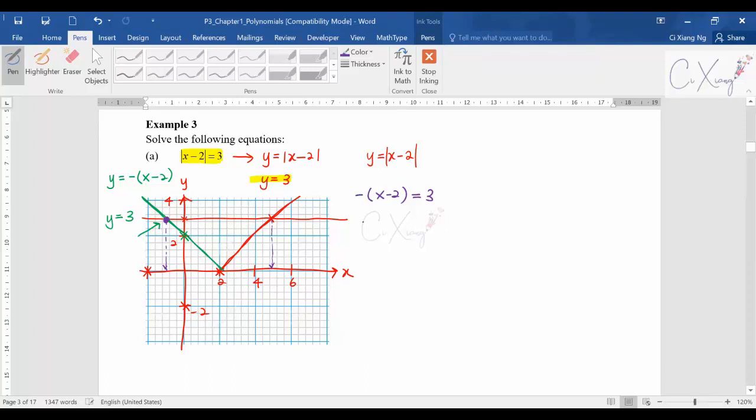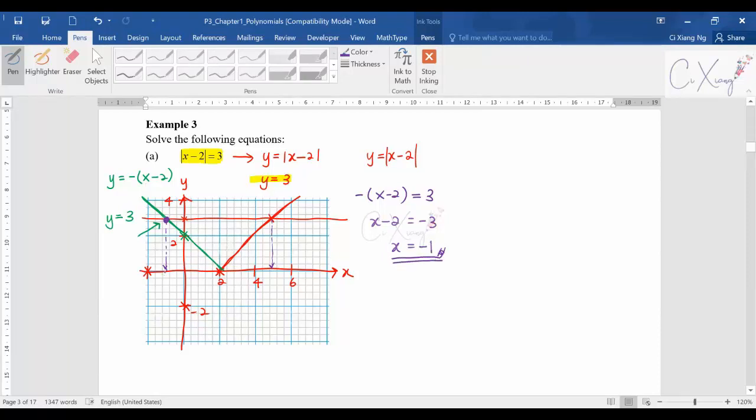Then you can continue. So x minus 2 equals 3, and then x should be equal to 5. Okay, did I do something wrong? Wait, something is wrong, sorry. I made a careless mistake. This one should be negative 3. So x equals negative 3 plus 2, you get negative 1. Yeah, it should match. So the negative 1 is here.